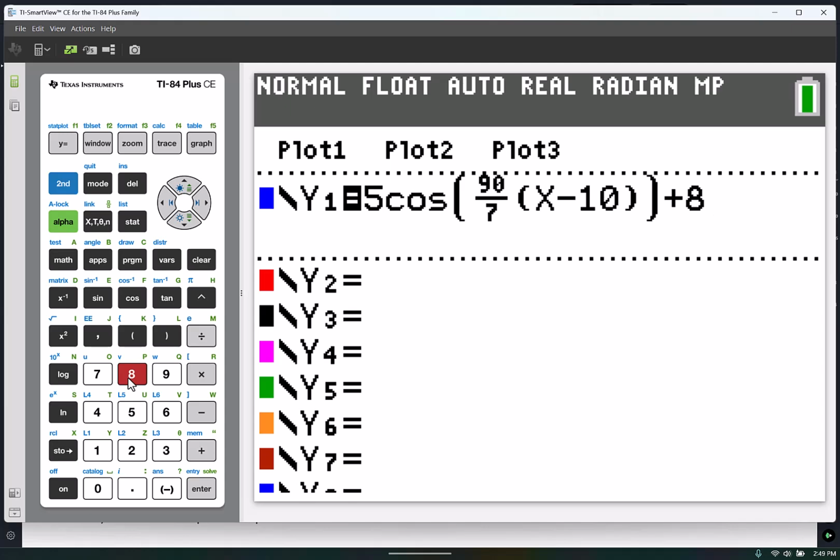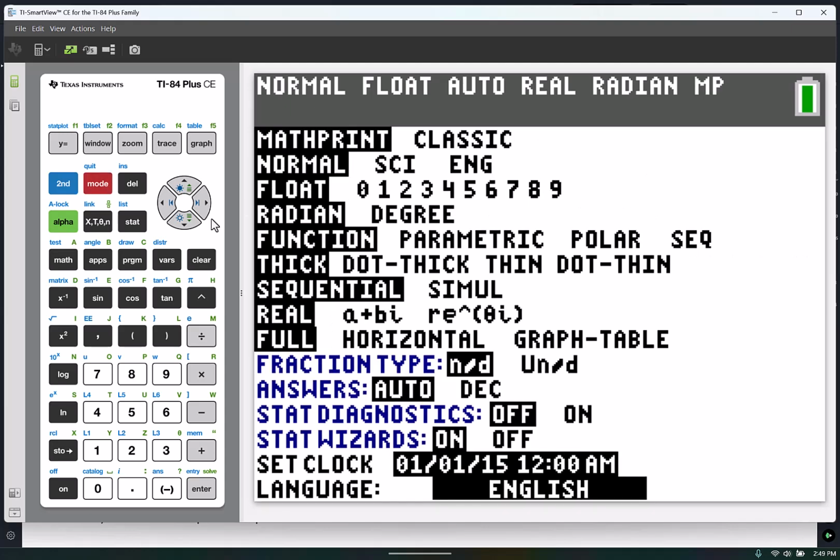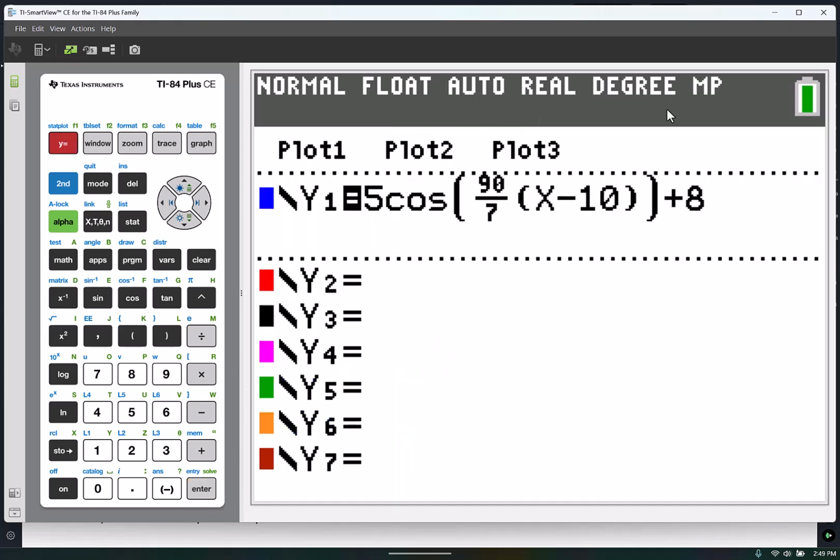Your mode's in radian mode. I just noticed my calculator is still in radian mode. What mode should I be in? Click on mode, and then just push degree. Now just go back to your y equals. Now it says degree, see? Everyone okay so far?